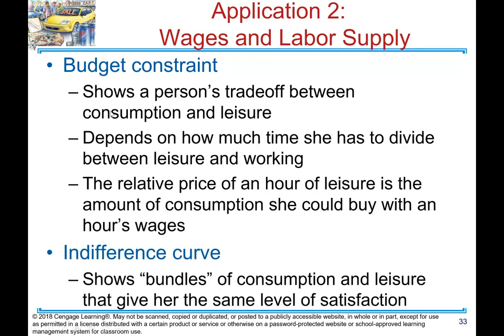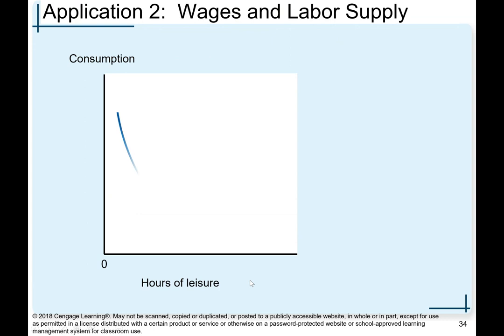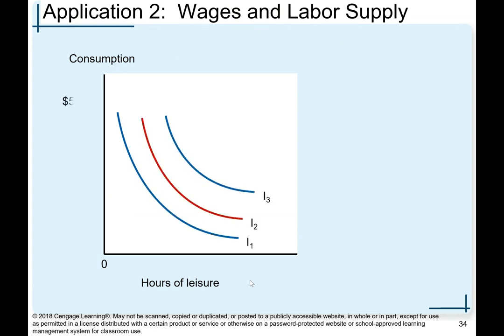Application 2. Wages and labor supply. The budget constraint shows a person's trade-off between consumption and leisure. It depends on how much time she has to divide between leisure and working. The relative price of an hour of leisure is the amount of consumption she could buy with an hour's wage. Indifference curve: it shows the bundles of consumption and leisure that give her the same level of satisfaction.